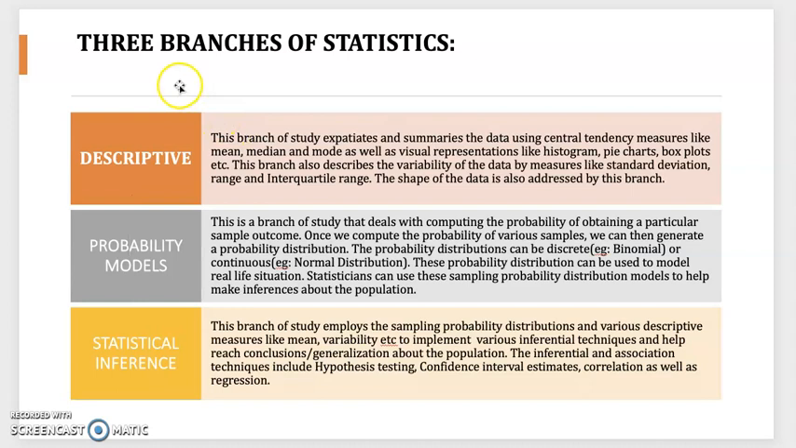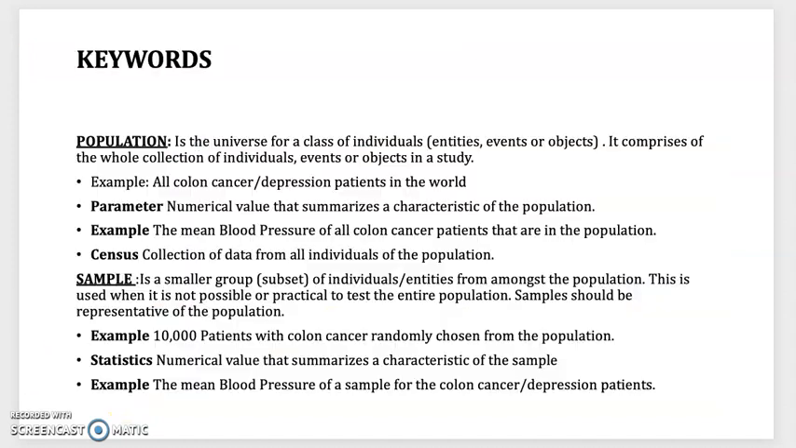Even though we have three different branches of statistics, the most important thing is data. So for the next part, let's go over the keywords we mentioned earlier. What is a population? What does a sample mean? Population is actually the universe for a class of individuals. They can be an event or an object. It includes the whole collection of individuals, events, and objects in the study.